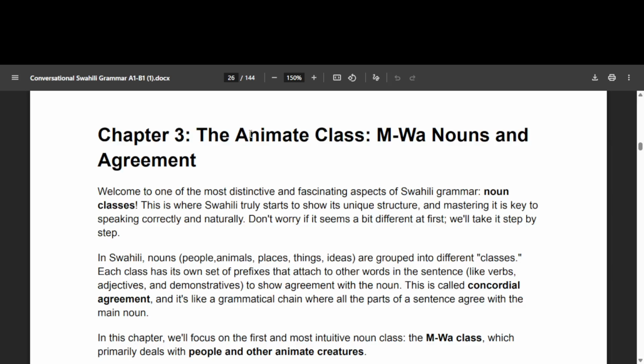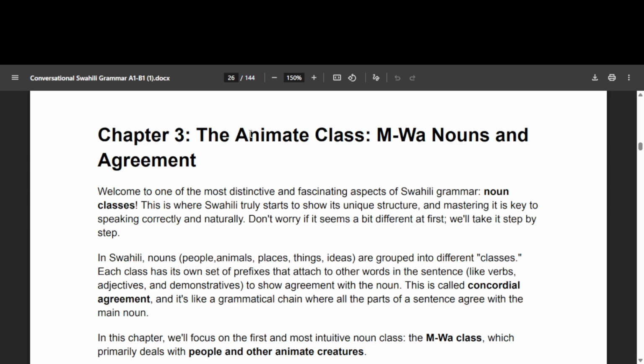Conversational Swahili Grammar A1-B1, and in this lesson we'll be discussing chapter 3, the animate class, more nouns and agreement. Remember, in the previous chapter, chapter 2, we talked about the building blocks, the verbs, the stem, and the present tense. In this lesson we are going to talk about the animate class, an introduction to the noun classes, and the MOA class, MOA nouns and their agreements.